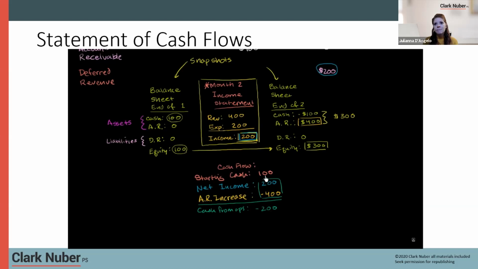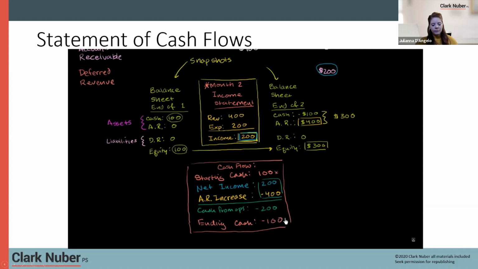And then if you start with 100, you use $200 in cash, your ending cash will be negative 100. So this little thing that I just created here, this little reconciliation between the positive 200 in income and the negative 200 of cash, and showing how we got from this starting point in cash to this ending point, is a cash flow statement. So you now know the 3 major financial statements.